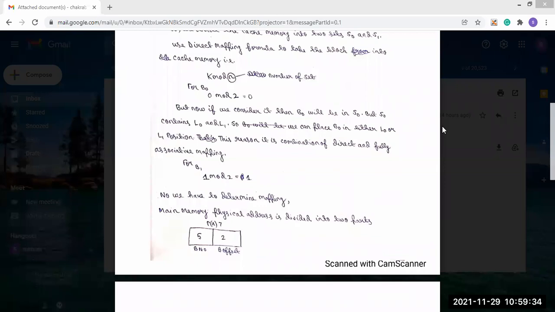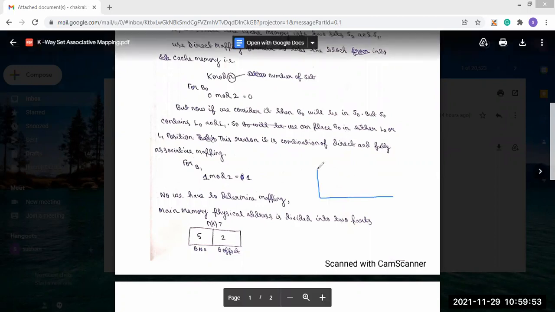In case of fully associative mapping, we have seen 2 bits for the block offset and 5 bits for the tag. But here again it has some change. So what will be here? Now here the total will be 7 bits. The total will not change. But here the first 2 bits will be for the block offset. The block offset will be the same. It will be 2 bits.